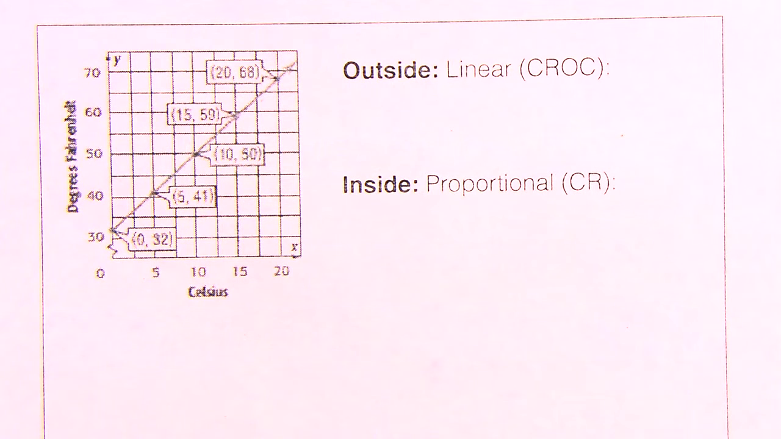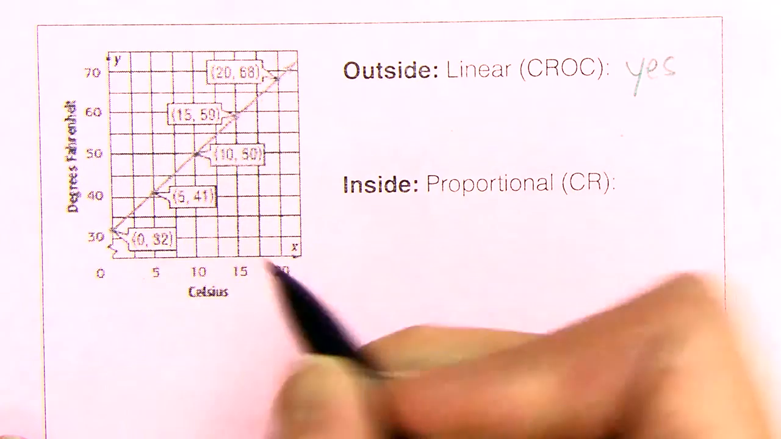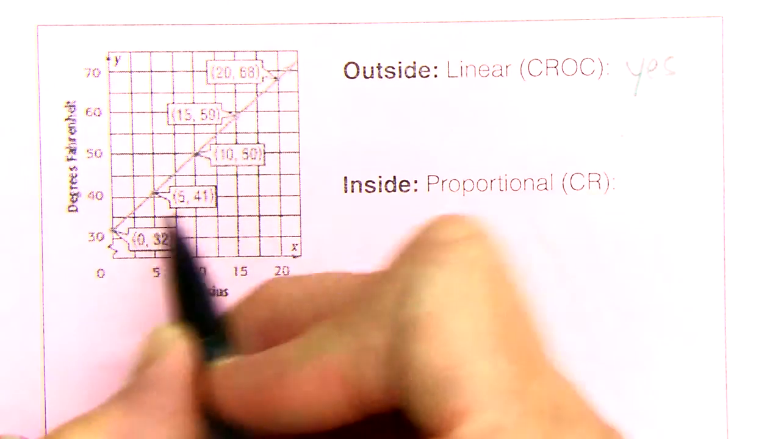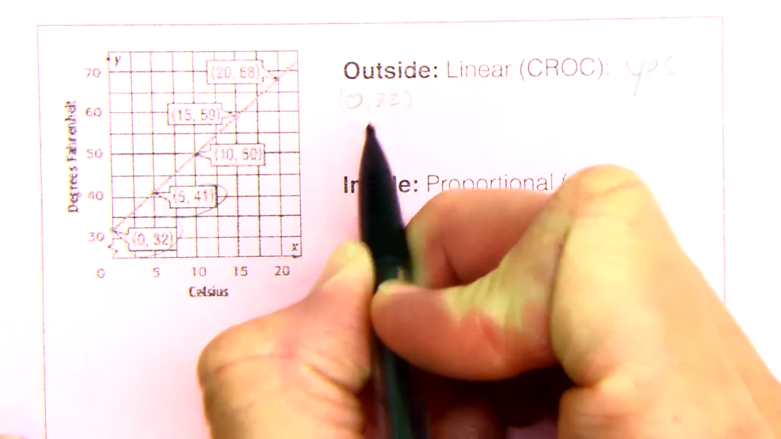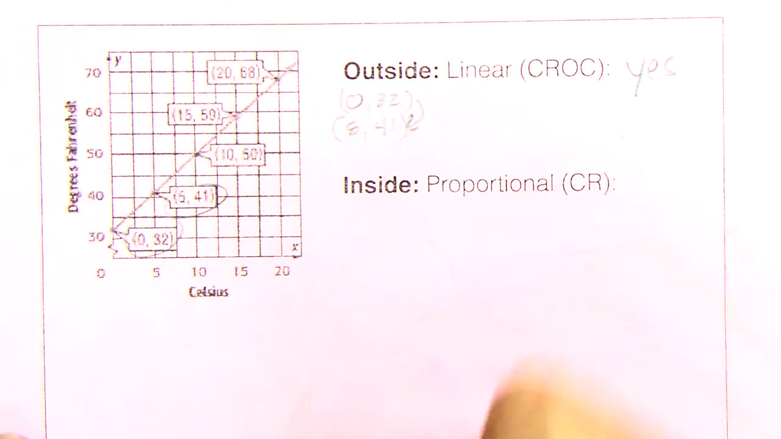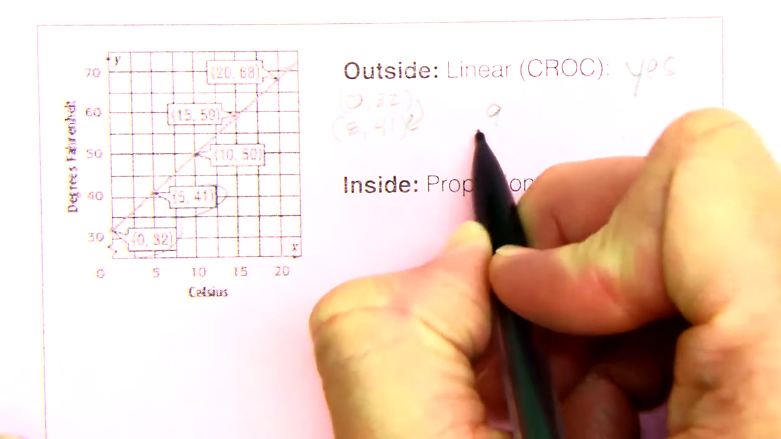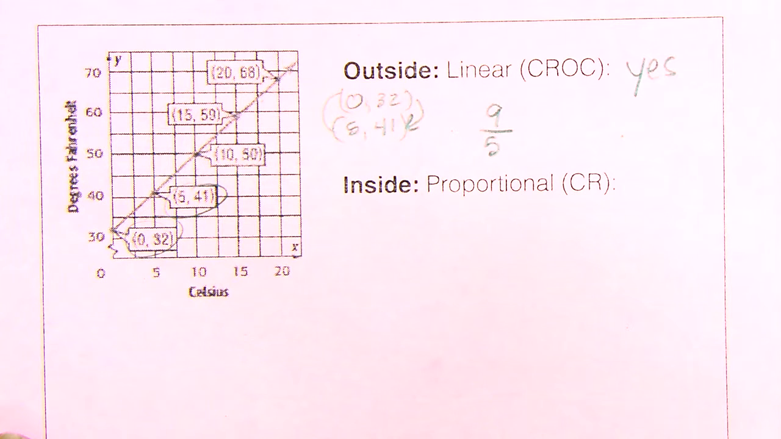Okay, so is it linear? Well, does it make a straight line? Yes, it does. The constant rate of change? Well, let's see. Pick 2 points. Doesn't matter which 2. I'm going to go 0, 32, and 5, 41. What is the change in the y? That's 9. The change in the x is 5. So constant rate of change, 9 over 5.